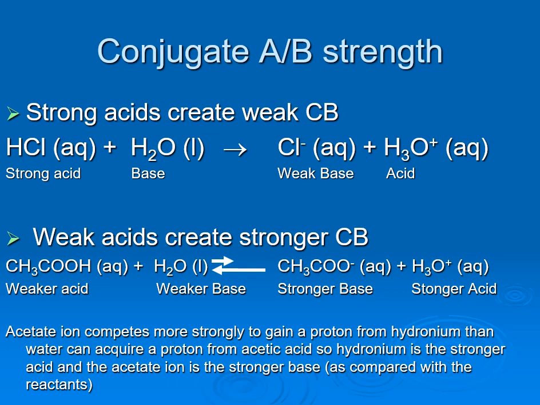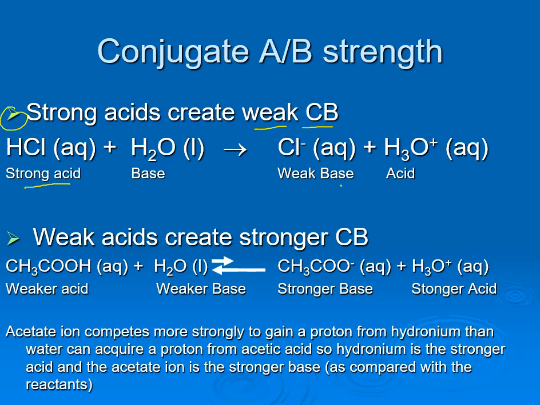Okay, let's move on. What about strength of acids and bases? We understand about strength of acids and bases. However, what about these conjugates? So let's take a look at the first example. Here we have strong acids, and strong acids will create weak conjugate bases. And so here we have a strong acid in hydrochloric acid. Hydrochloric acid ionizes practically 100%.